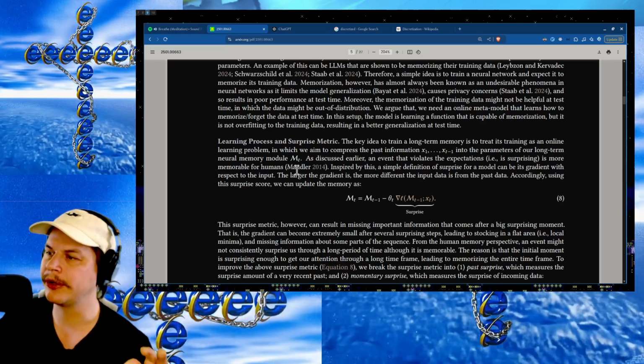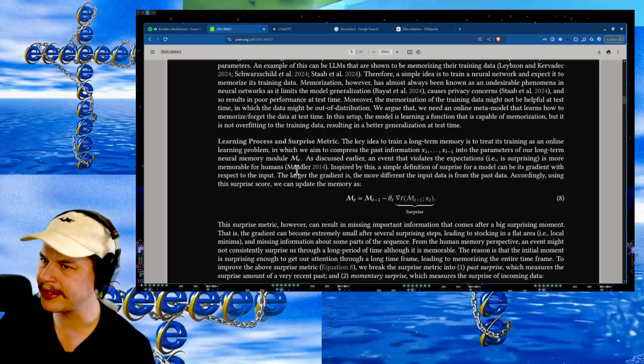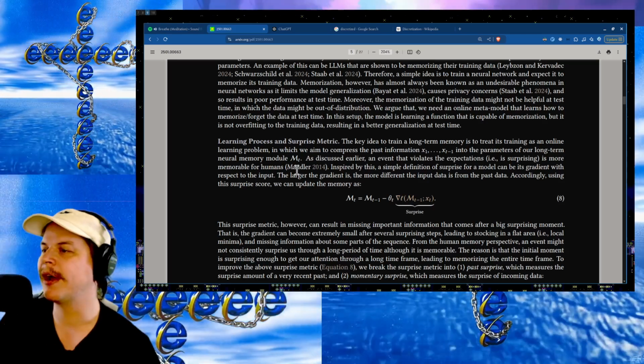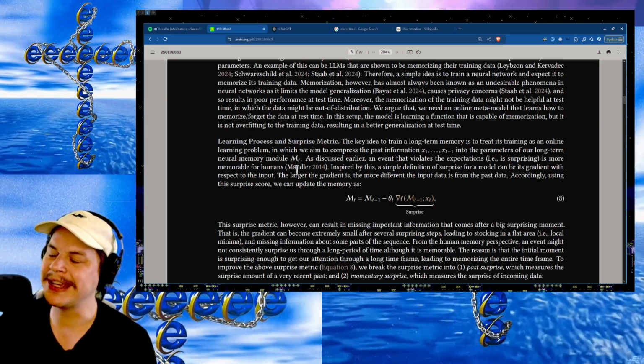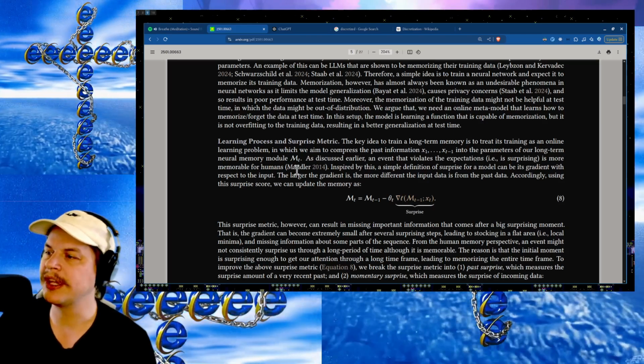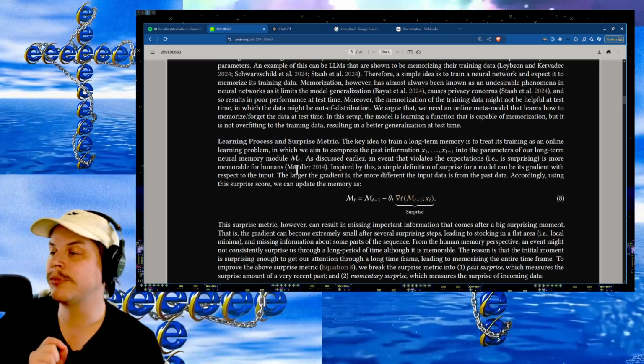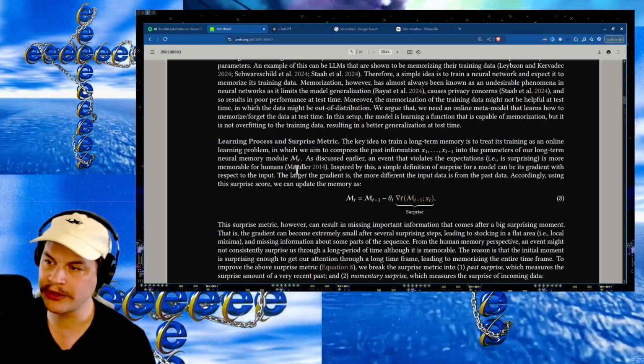As discussed earlier, an event that violates the expectation is surprising. It's more memorable for humans. Inspired by this, a simple definition of a surprise for a model can be its gradient with respect to its input. The larger the gradient, the more difficult the input data is from the past, the more different the input data from the past data. Accordingly, using the surprise score, we can update the memory.